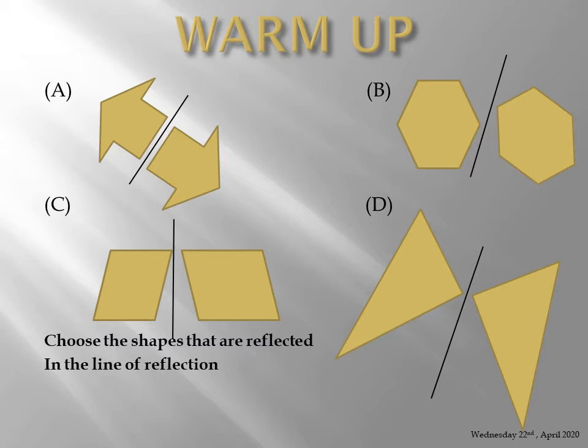I have these shapes for you. Shape A, B, C, and D. Now look carefully at them. I'll give you 30 seconds to do that. And I want you to tell me which of the shapes are reflected in the line of reflection. We did this for about 2 days. I sent you the video and we also did it in the Zoom class. So check the shapes and tell me which ones are reflected in the line of reflection.